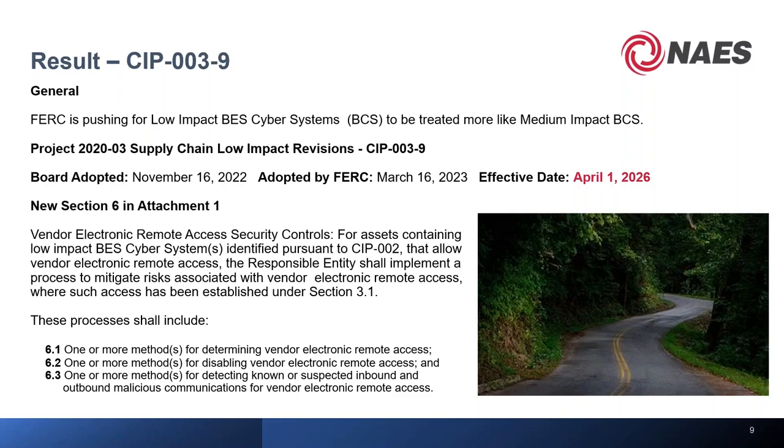No, you need to start thinking about it now and budgeting for it now, because more than likely, you probably don't have the necessary appliances or software that will allow you to monitor your OT systems, your BCSs, thoroughly, and you're going to have that ability to detect, to determine when you have vendor electronic remote access, 6.1, 6.2. You're going to have a mechanism, a method, one or more, to disable vendor electronic remote access.